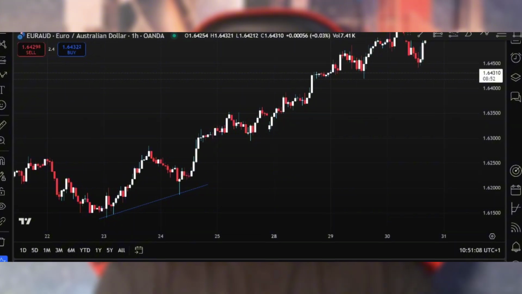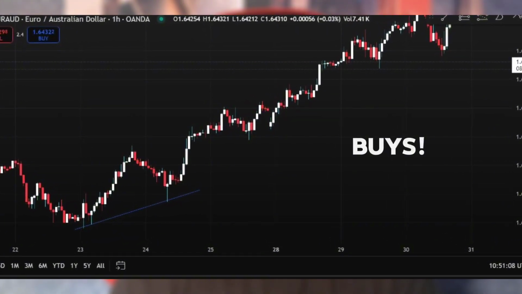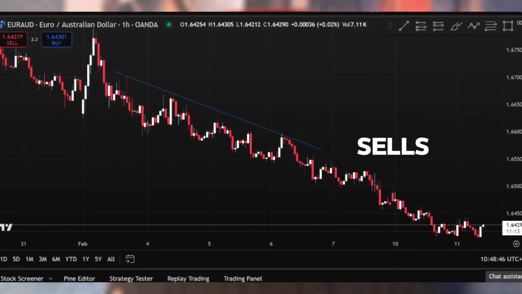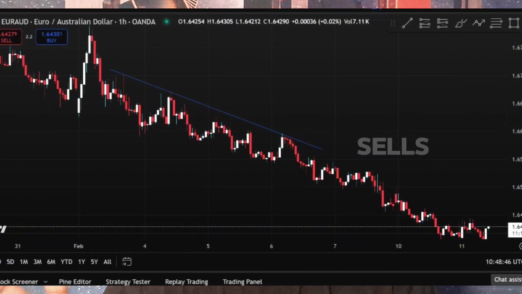In an uptrend market, you look for buys because the market is bullish. The market is creating a series of higher highs and higher lows. But in a bearish market, which is a downtrend market, you look for sells because the market is creating a series of lower highs and lower lows. Understanding the phases of the market helps you know when to enter and exit.